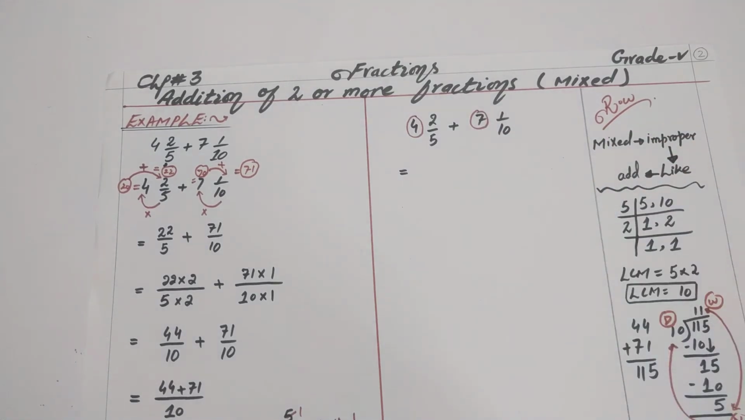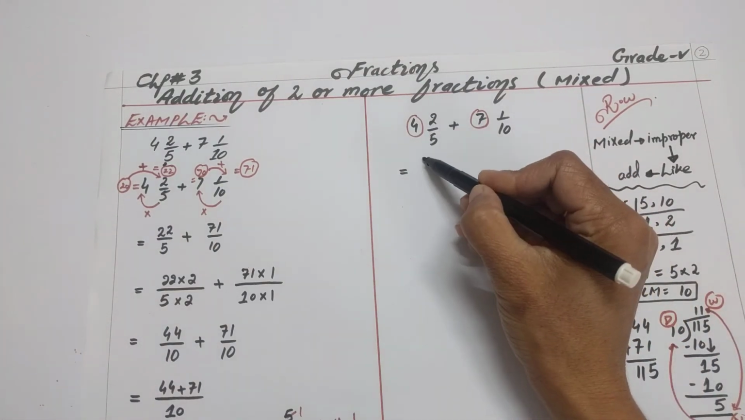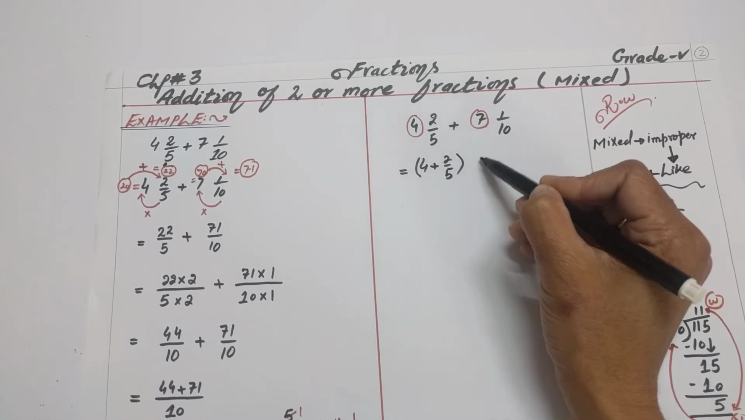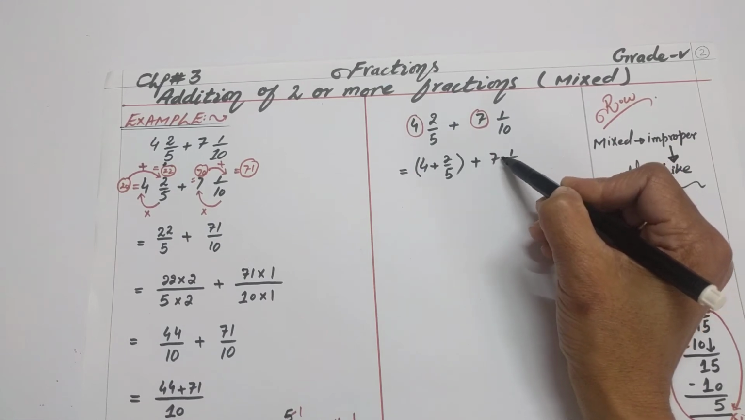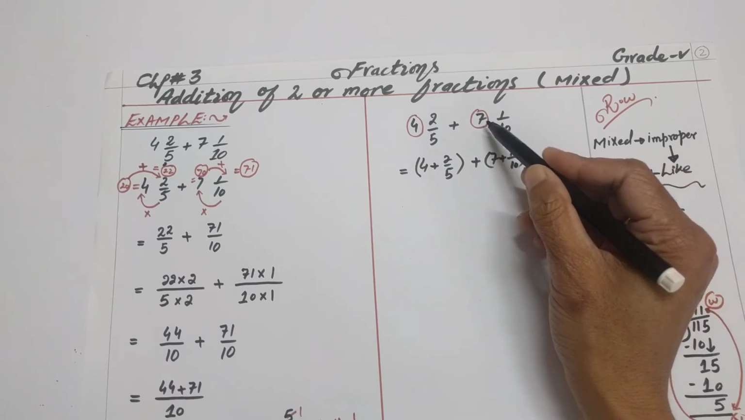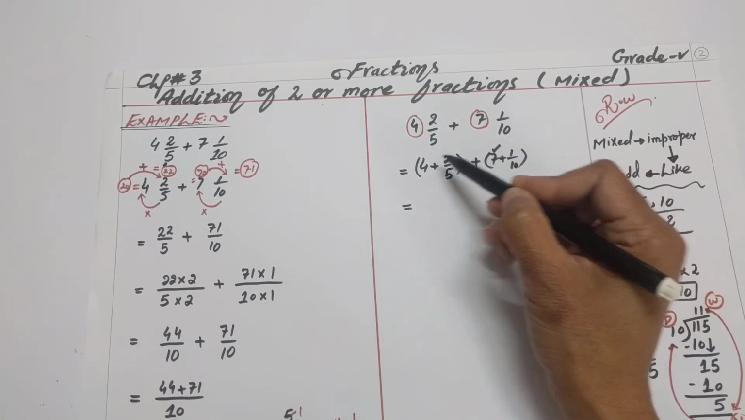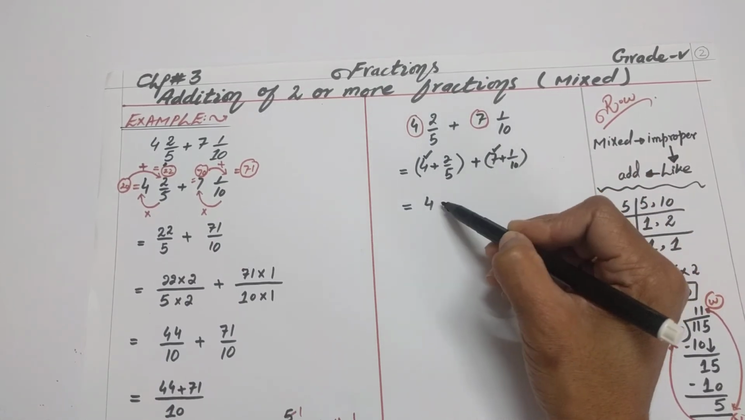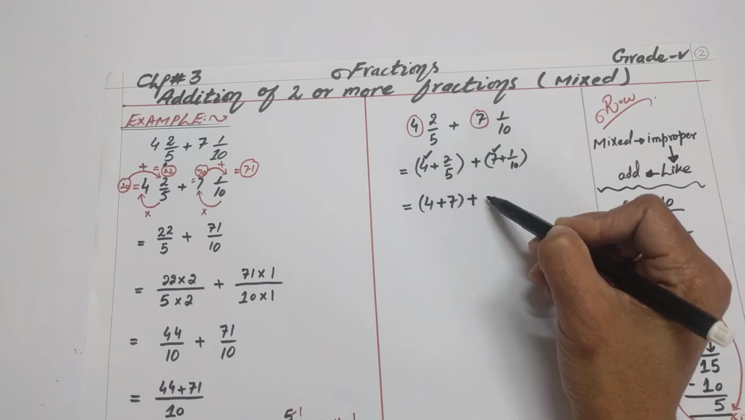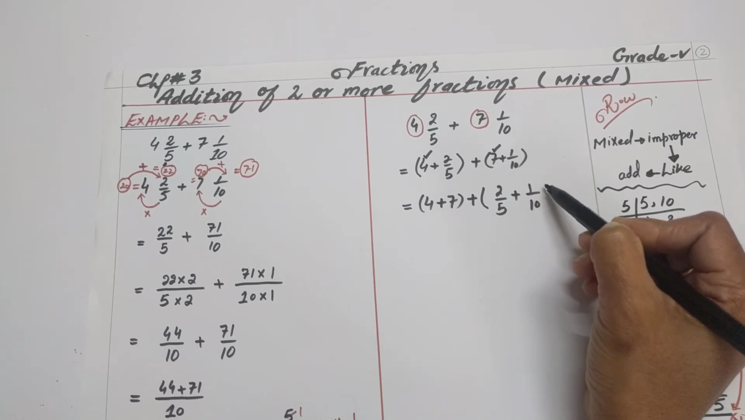As our whole numbers are 4 and 7, so separate the whole numbers. You can write this as 4 plus 2 by 5, and you can also write this as 7 plus 1 by 10, because you are combining the whole and proper fraction. So you can write this mixed fraction in this addition form. Now here you will choose the whole numbers. Our whole numbers are 4 and 7. So 4 plus 7, and you will separate the fractional part. Fractional parts are 2 by 5 plus 1 by 10.